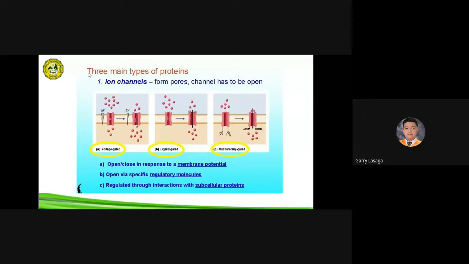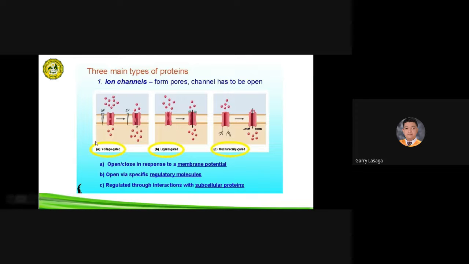So these are the three main types of ion channels that are found in the membrane. They form pores, and the channel has to open. An example of an ion channel is the voltage gated ion channel. We also have the ligand gated ion channel and the mechanically gated ion channel.